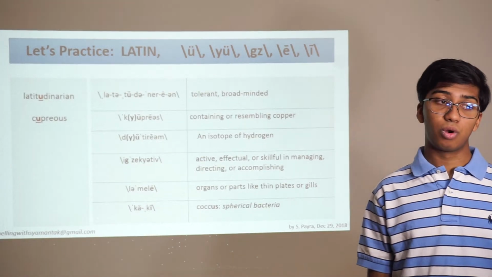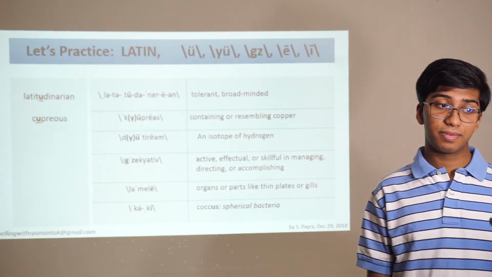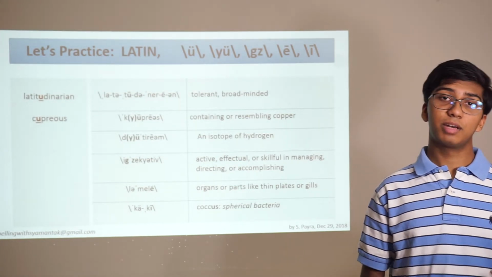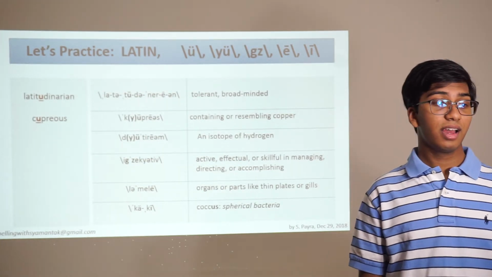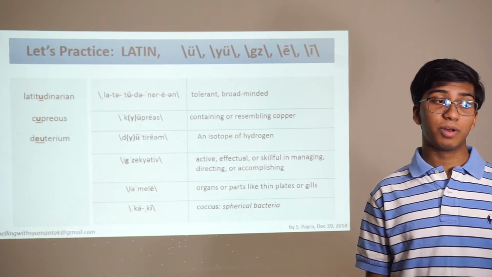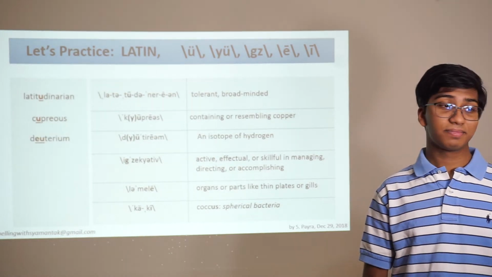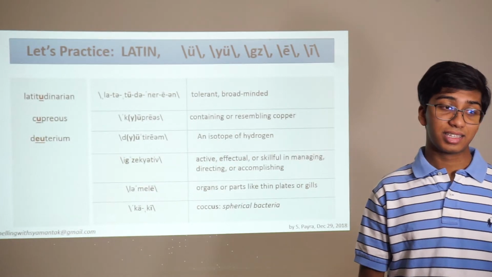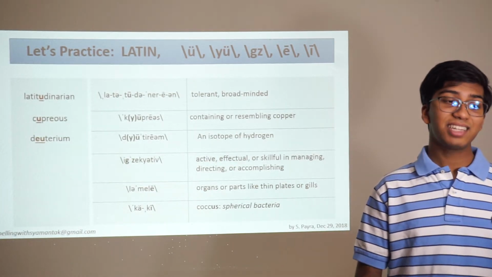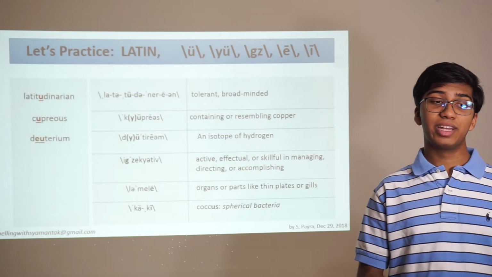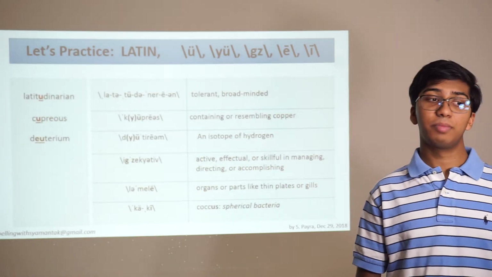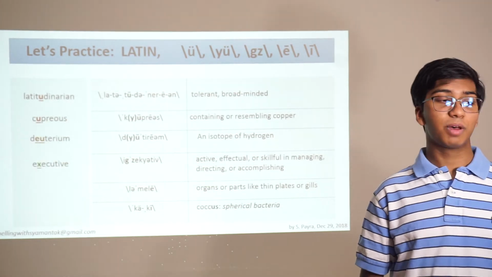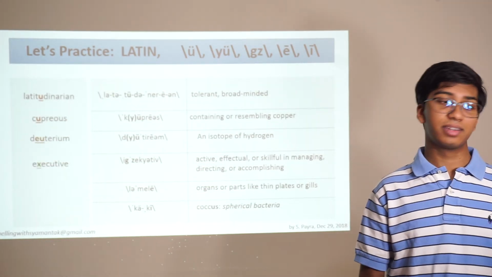Deuterium, or deuterium. This one is an isotope of hydrogen. Same atomic structure, different atomic weight. Deuterium is spelled with an EU. Executive. This is an adjective. It means active, effectual, or skillful in managing, directing, or accomplishing. Executive, just like noun form, is spelled E-X-E-C-U-T-I-V.